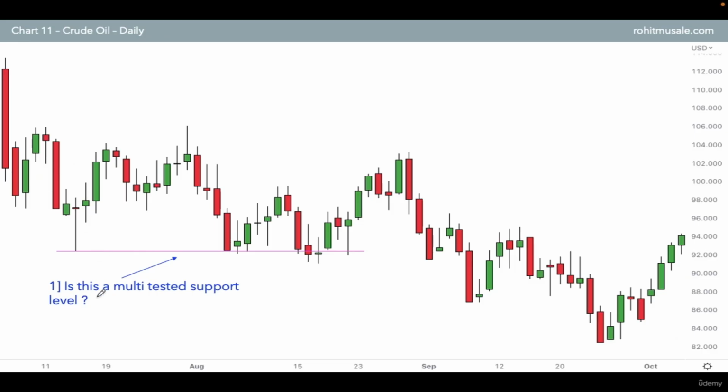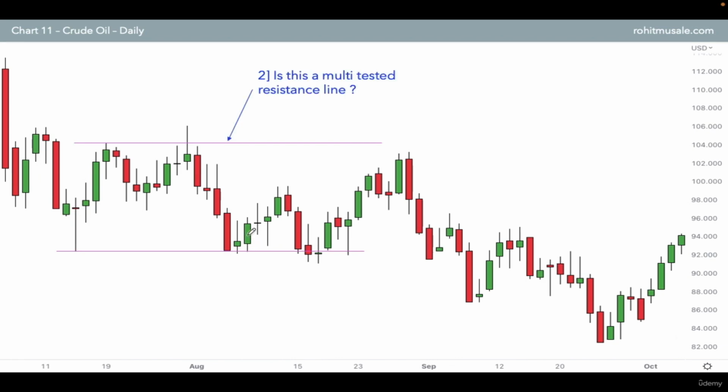So question 1, is this a multi-tested support? Of course it is a multi-tested support. So you have a support established here. It is tested by these 3 candles. So that becomes a multi-tested support. Is this a multi-tested resistance line? Of course. You have resistance here, gets tested here.